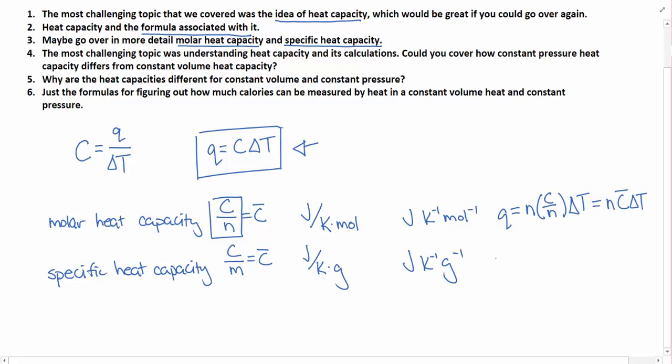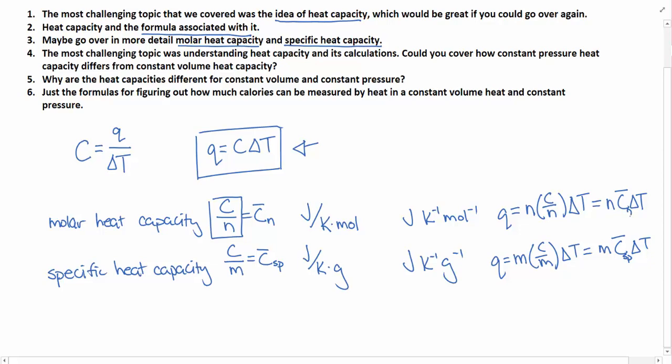And now for the specific heat capacity, the exact same thing. We'd have to have mass, because mass is on the bottom, times C over m delta T, which is just the mass times the specific heat capacity times delta T. I'm going to write SP here to differentiate that this is the specific heat capacity and not the molar heat capacity. And for this one, I'll write a little n just to show that these are different.